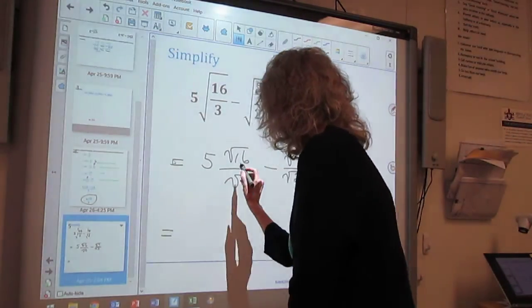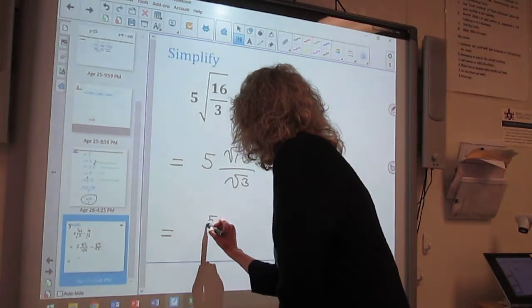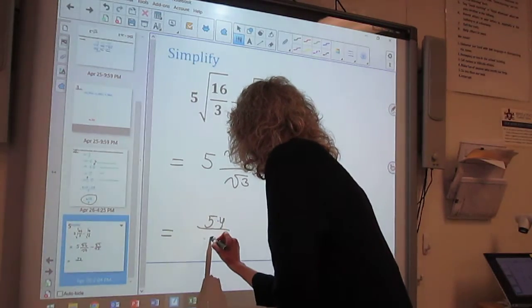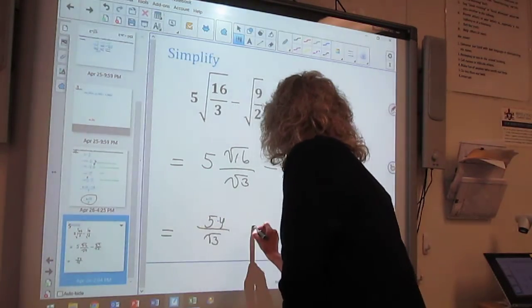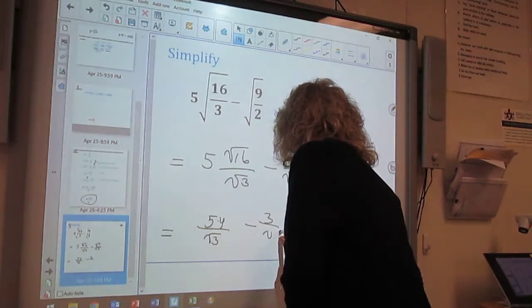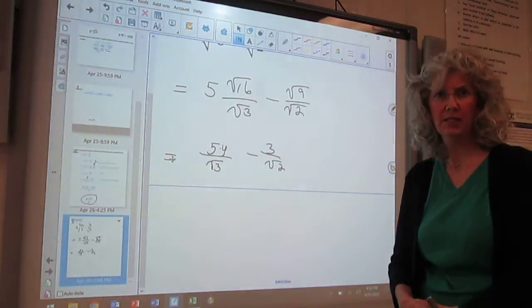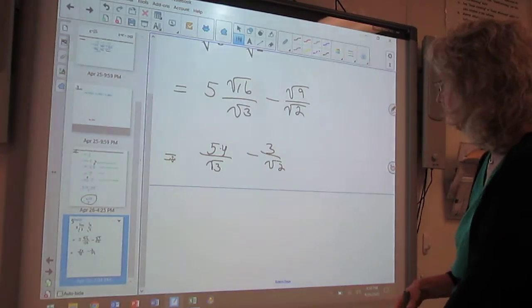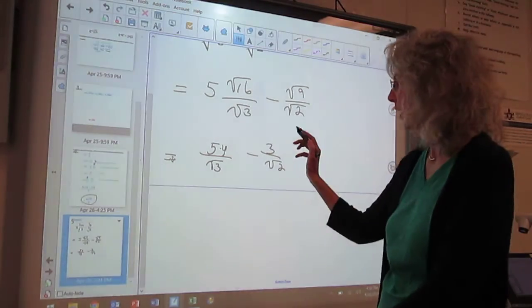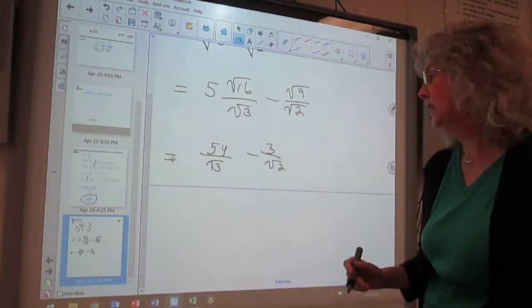Well, this is going to equal, square root of 16 is 4. So we're going to get 5 times 4 over the square root of 3 minus 3 over the square root of 2. Well, that looks a whole lot better, but we certainly don't like radicals in our denominators. No way. So what are we going to do? Well, you're right. We're going to rationalize each one of these.